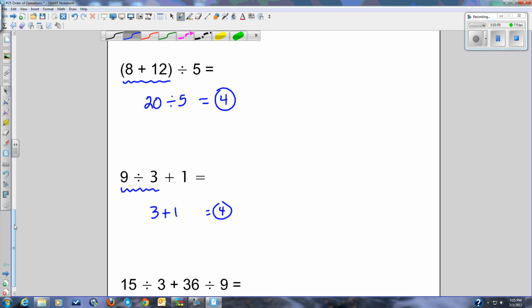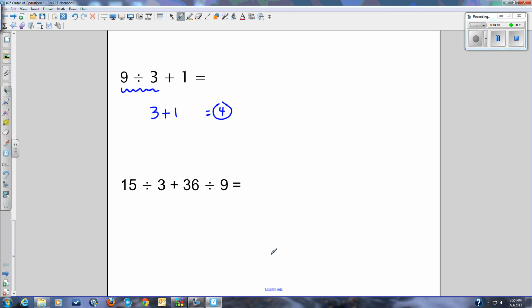Moving on to the next problem, we have 15 divided by 3 plus 36 divided by 9. Well, according to PEMDAS, we have division, addition, and division, and according to PEMDAS, division comes first. So we have 15 divided by 3 and 36 divided by 9. 15 divided by 3 is 5. 36 divided by 9 is 4. We'll put our addition symbol in between, and 5 plus 4 gives us 9.